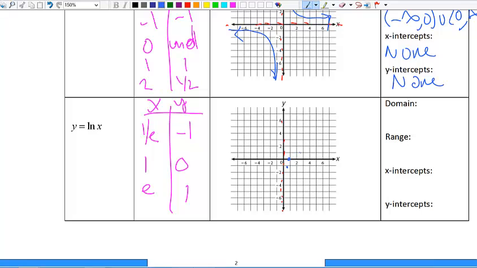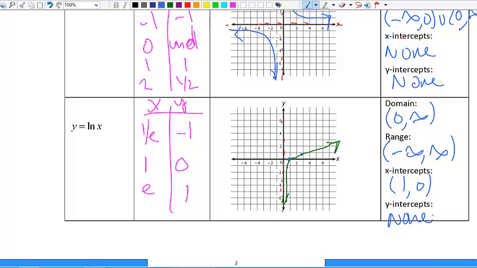And at e, which is about 2.71, there's a point there. So it hugs the asymptote that way, and then it continually increases in the x direction, so the y values get bigger. As far as domain goes, the domain is bounded by 0, so x is never going to equal 0, but it's going to increase after that. The range doesn't have a bound. It does cross the x-axis at 1, 0, and in this case there is no y-intercept.